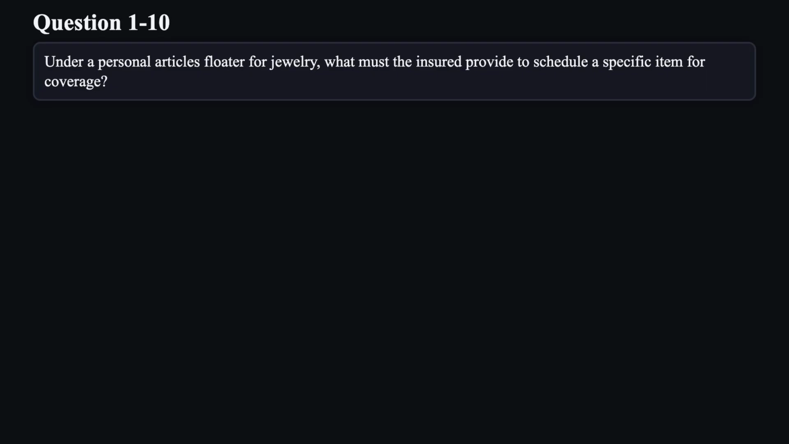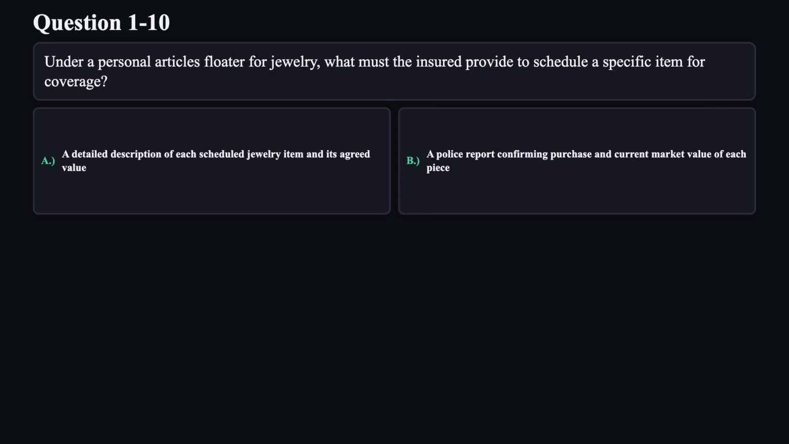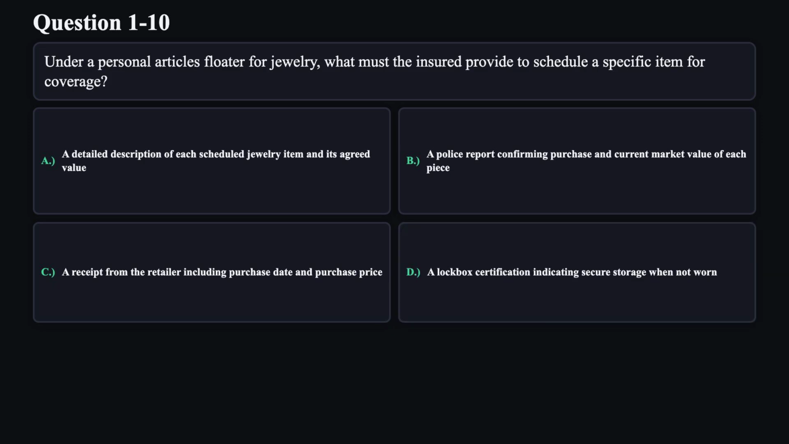Question 10. Under a personal articles floater for jewelry, what must the insured provide to schedule a specific item for coverage? A. A detailed description of each scheduled jewelry item and its agreed value. B. A police report confirming purchase and current market value of each piece. C. A receipt from the retailer including purchase date and purchase price. D. A lockbox certification indicating secure storage when not worn.